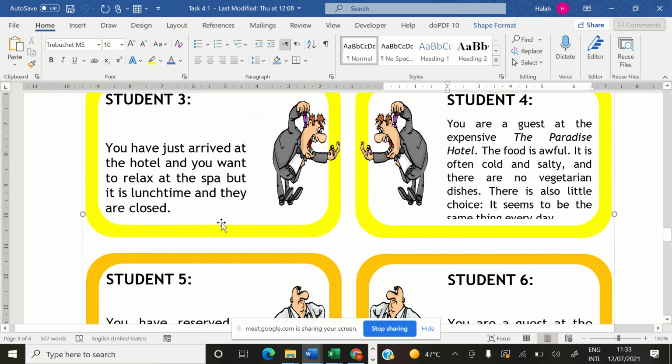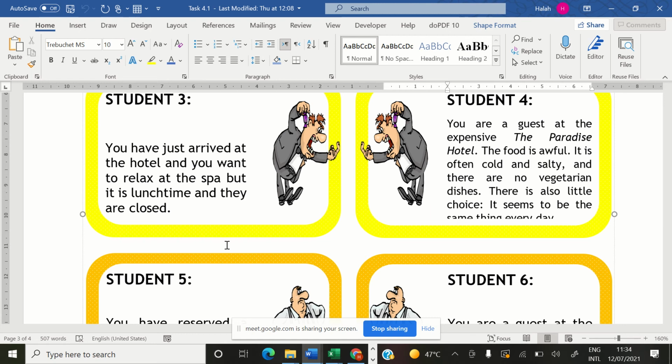Another story, you have just arrived at the hotel and you want to relax at the spa, but it is lunchtime and they are closed. So one customer is complaining regarding the spa. He just arrived, he's tired, and the spa is closed in the afternoon, at lunchtime. So this is a complaint. How could you solve this issue?